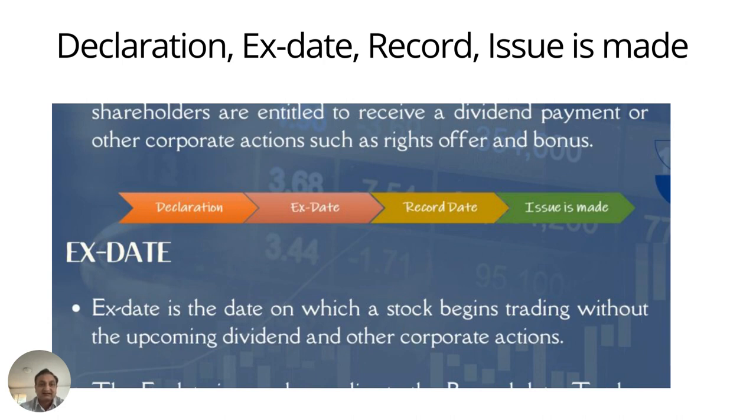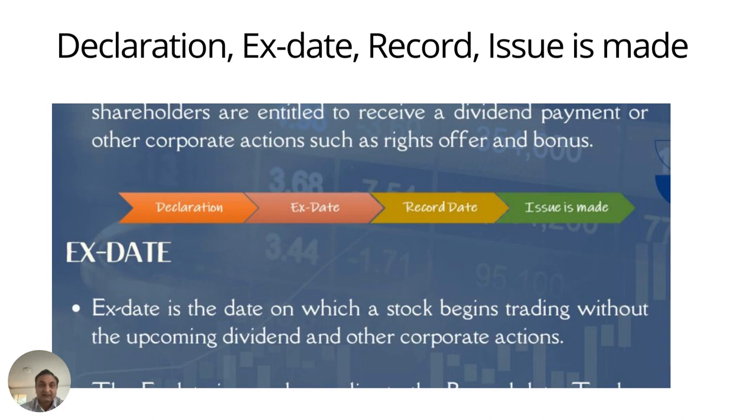Record date is the date if you have to get benefit out of the rights shares, the bonus shares, the dividends, or whatever it may be. If the shares are not in your account on the record day, you are not entitled to that. Suppose I bought a share yesterday. If today is the record day, I may not get the dividend.